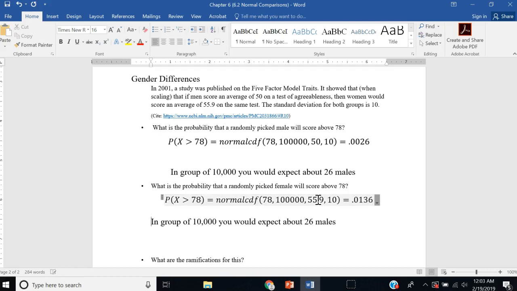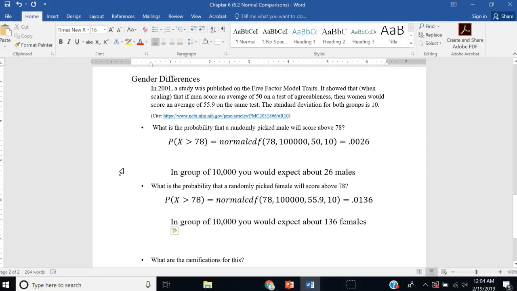So in a group of 10,000, you would expect about 136 females to score above a 78. Now think about that. Notice the gigantic difference in numbers of people who would score above a 78. So a small difference in our average at the very end means a big difference in the number of people in each group who score really high.